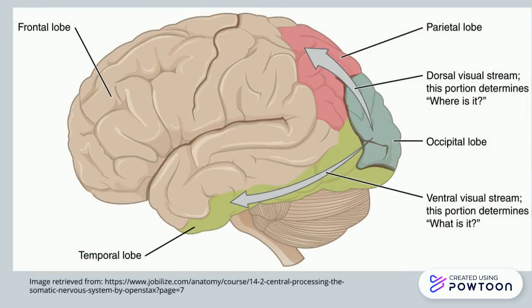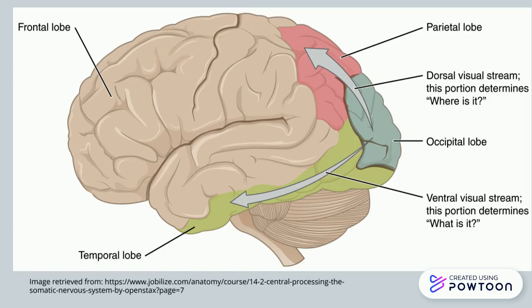From the primary visual cortex, fibers will go in a dorsal stream from the occipital lobe's prestriate cortex to the parietal lobe's posterior parietal cortex and frontal association areas. This allows us to know where the Lego is.